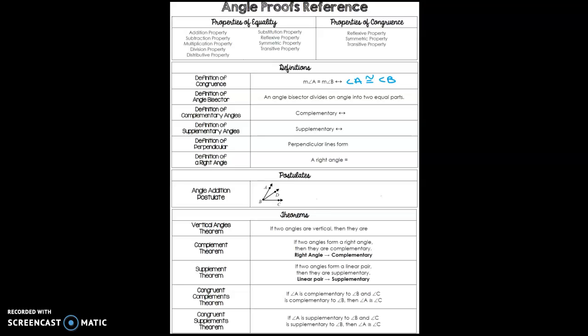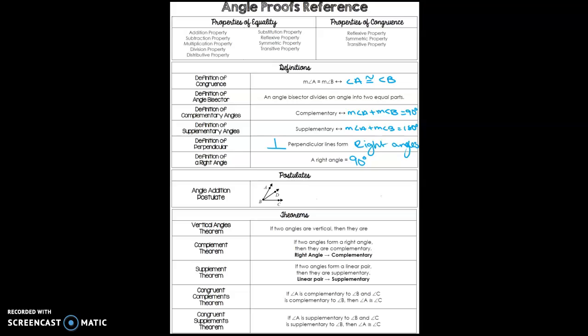Okay. Down here for complementary, we know that whenever we have complementary angles, they're going to equal 90. So measure of angle A plus measure of angle B is equal to 90 degrees. And then same thing for supplementary angles, they're always going to equal 180. So we have measure of angle A plus measure of angle B is 180 degrees. And then perpendicular lines, this is going to be denoted like this. Perpendicular lines are going to form right angles. And a right angle, just as a reminder, this is 90 degrees.